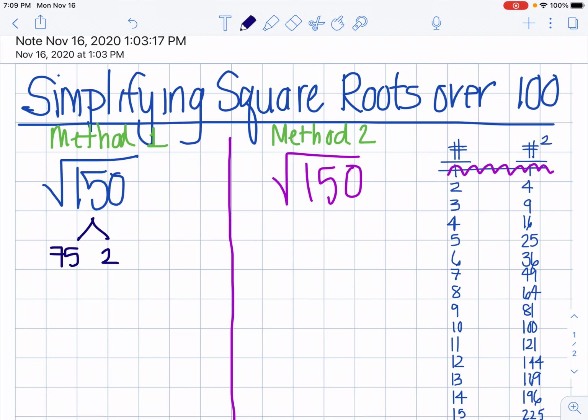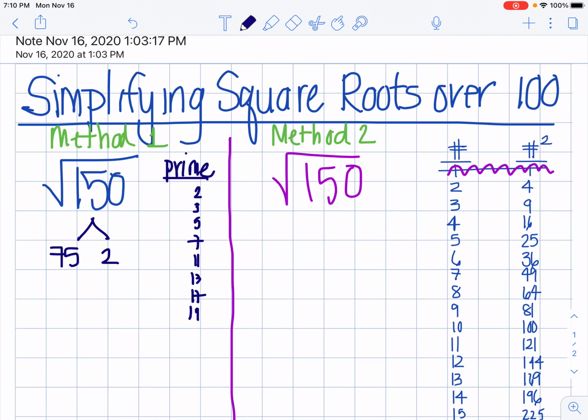Now, a prime number, just in case you forget, is a number that only has factors of 1 and itself. Here, we'll list them over here. So my prime numbers are 2, 3, 5, 7. 9 is not a prime number because 3 times 3 is 9. 11, 13, 15 is not, but 17 and 19. That's probably about as high as we need to go.